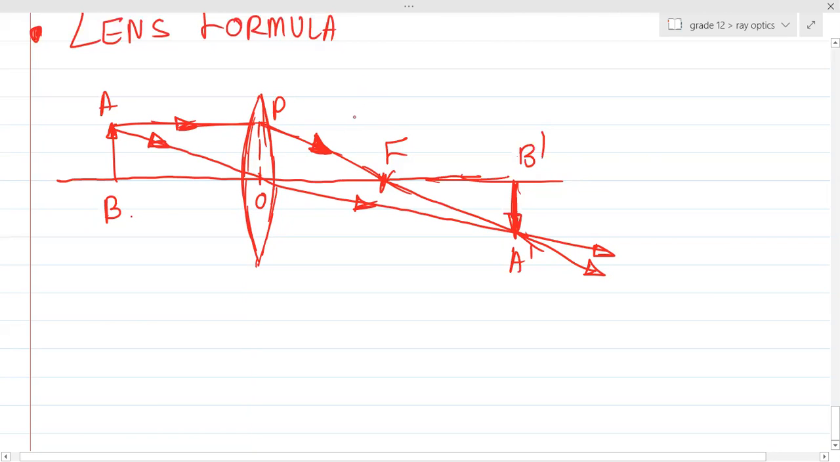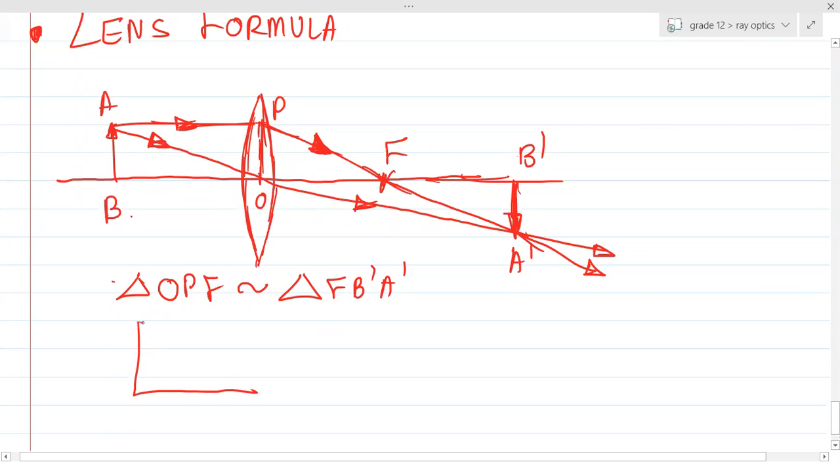Shall we start then? So now, can you see, guys? There are two triangles found over here. There is this triangle OPF. Can you see OPF? Yes or no? Is this triangle similar to triangle F B dash A dash? Is this triangle similar to this triangle? Yes or no?